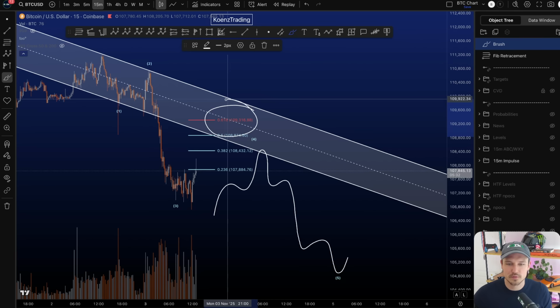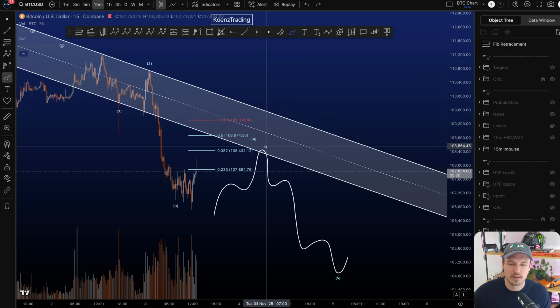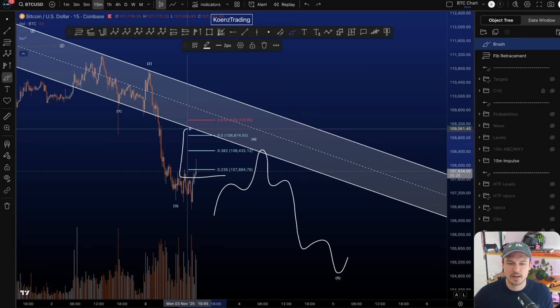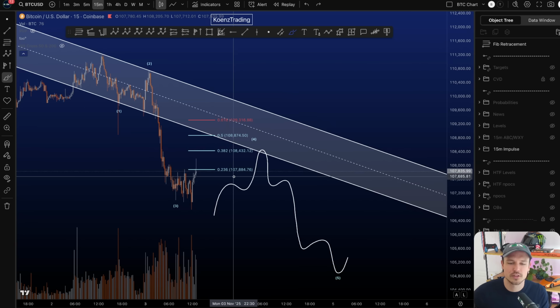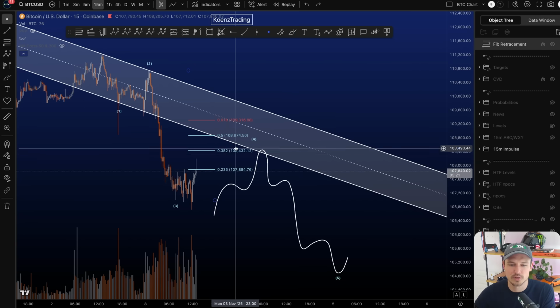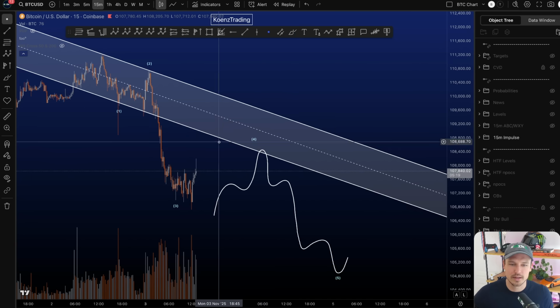And the invalidation for 4, the 0.618, sits at 109.3K, and the common target area is the 0.236, which is touched to the 0.5 Fibonacci, giving you an area between 107.9K and 108.9K.